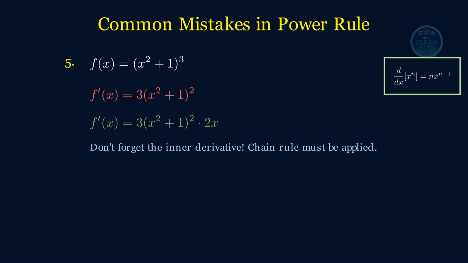So to recap, bring the power down, subtract 1 from the exponent, watch out for constants and fractions. Don't mix exponential and power rules, and always check if the chain rule or product rule is hiding in there.